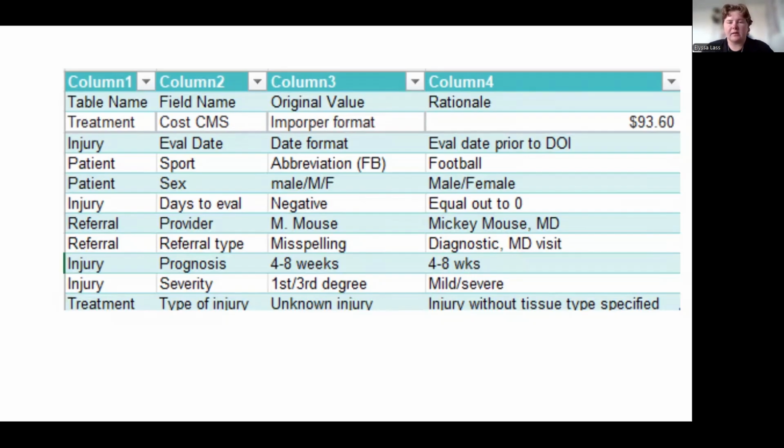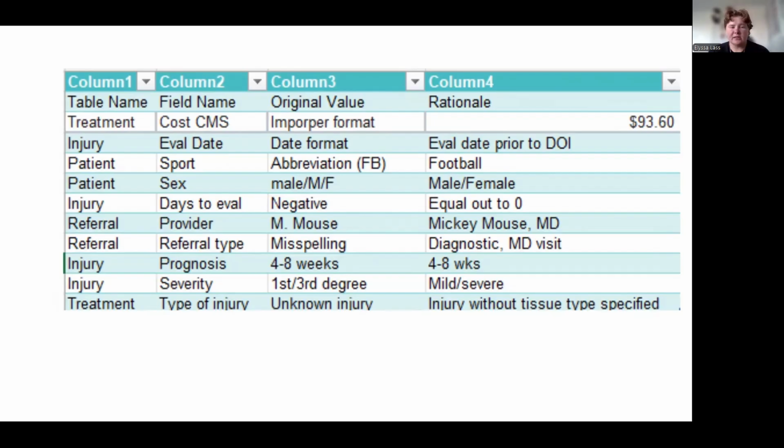Starting off with my cleaning log on the treatment table, I found errors within the type of injury and the cost columns, both with improper formatting. The cost errors came from some not having dollar amounts attached to them, and the type of injury had a difference in formatting of unknown injury versus injury without a tissue type. So I was able to continue and keep that format together.